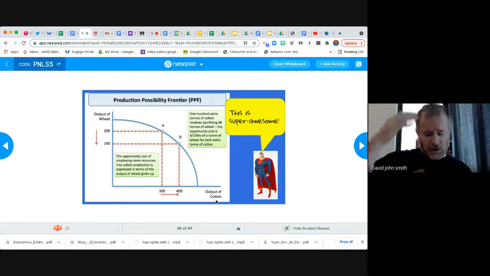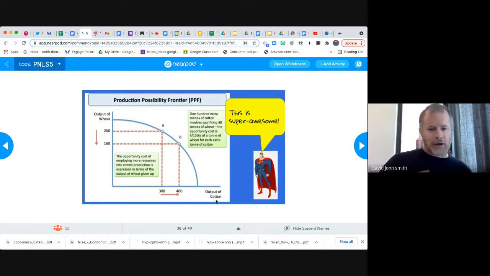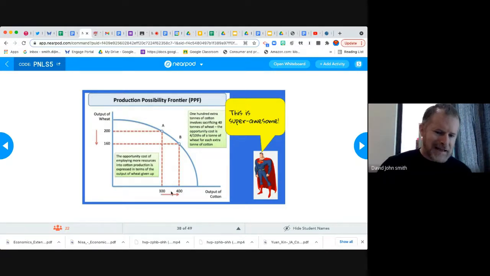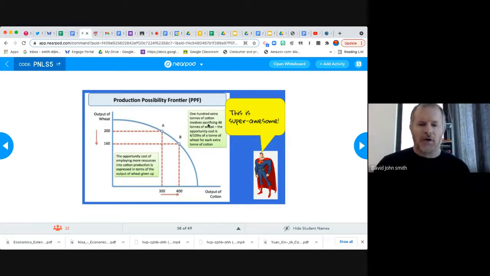So you remember we talked a while back about what, how, and for whom, those three economic questions. So this is part of that. This is the what are we going to produce? So in society, we've made that decision. We've decided to produce more cotton. But what we are able to illustrate with this model is, check this out, we've actually lost some of our production of wheat. By gaining 100 units of cotton, we've lost 40 units of wheat. So the 100 extra tons of cotton, it's tons apparently, involves giving up, sacrificing 40 tons of wheat.